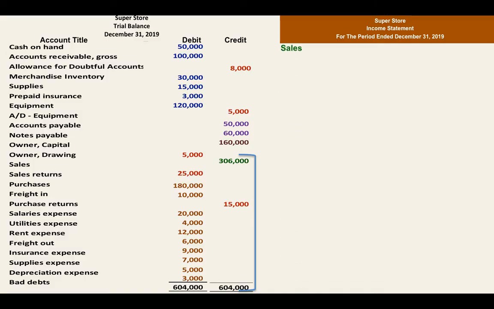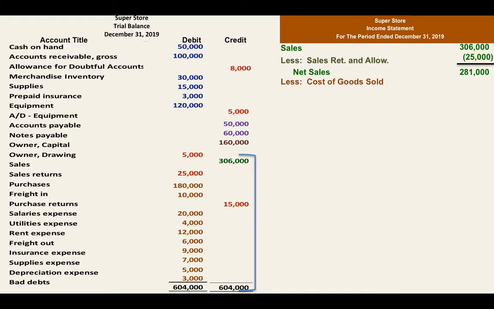So we have first to present our revenue, which is sales. Our revenue is 306,000. And then we have to deduct what? The contra accounts. In this case, we only have one contra account, and that is sales returns and allowances. So we will deduct that from sales, and we will have our net sales. Then after that, we're going to compute the cost of goods sold.